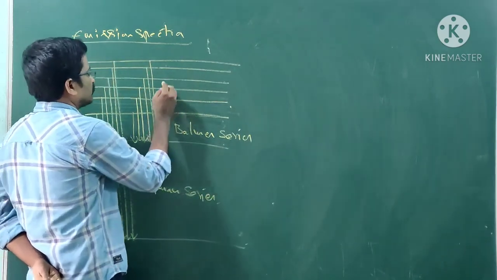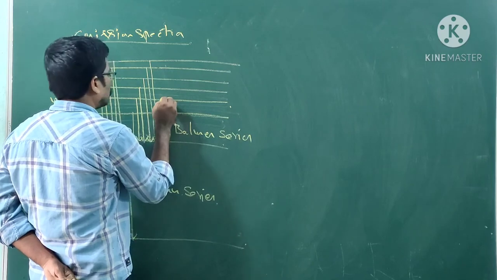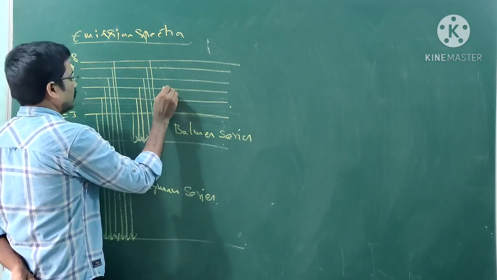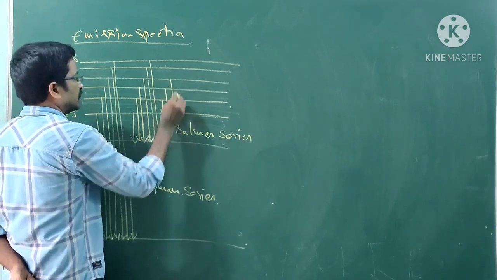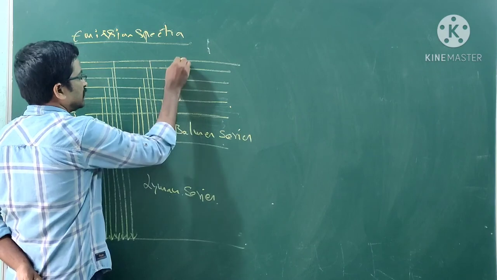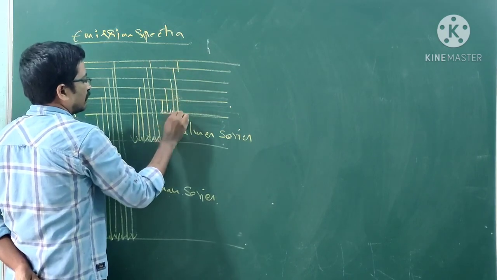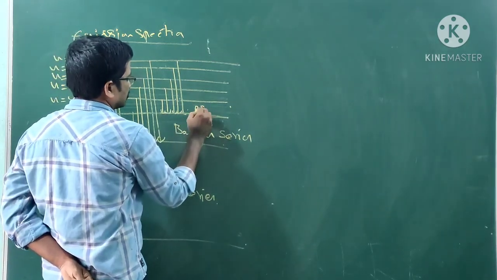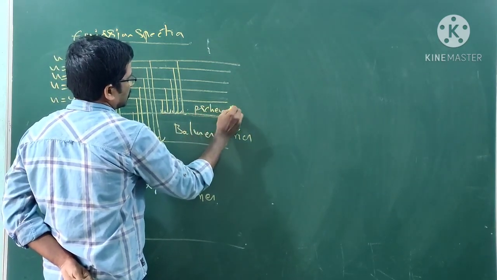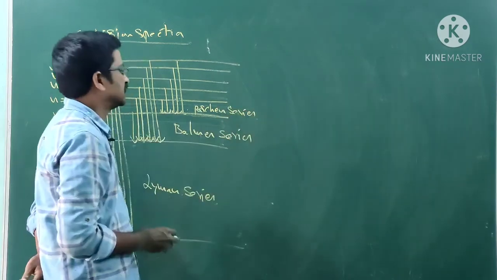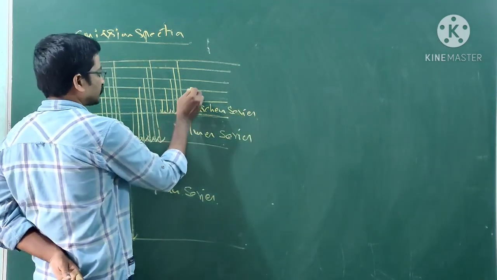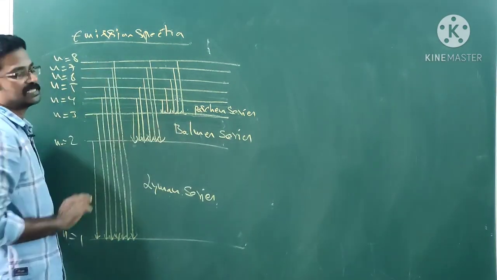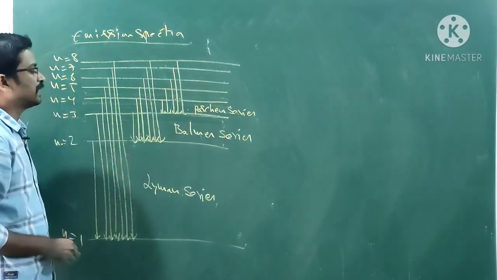Next scientist, we know: 4 to 3, 5 to 3, 6 to 3, 7 to 3, 8 to 3. These are studied by Paschen. Paschen series. Any level to the third level is known as the Paschen series. Any level to the third level gives the Paschen series.